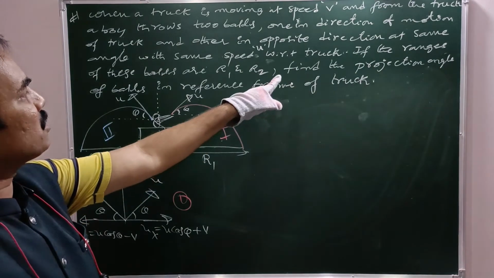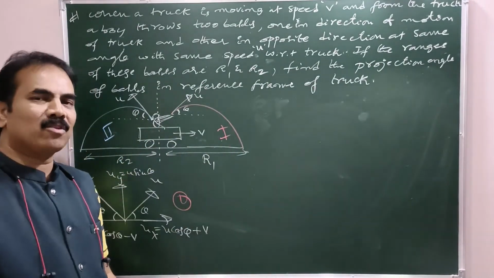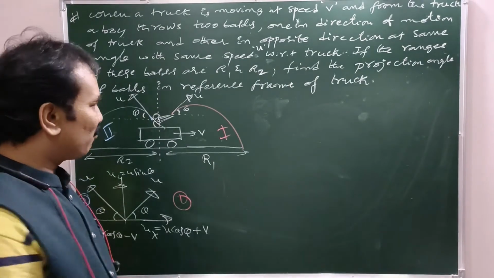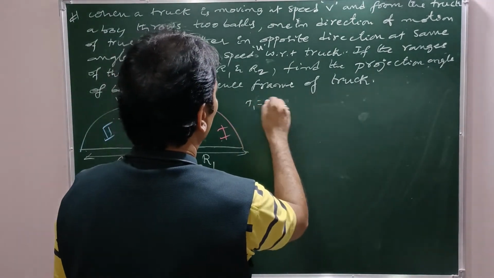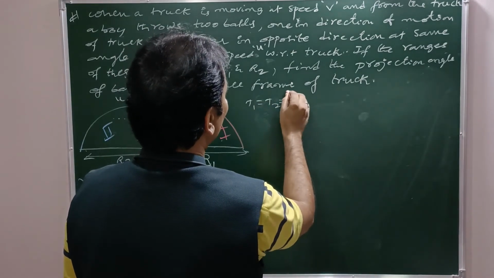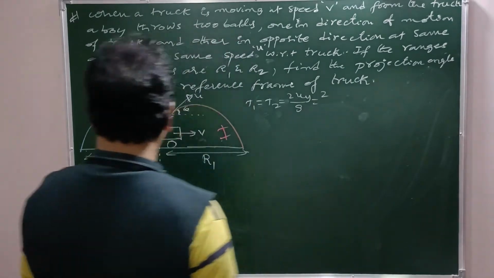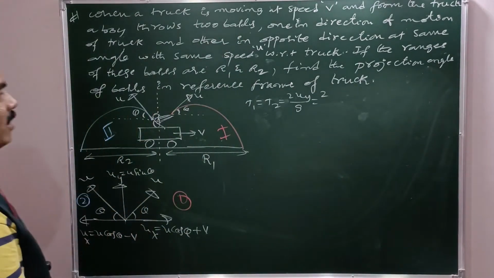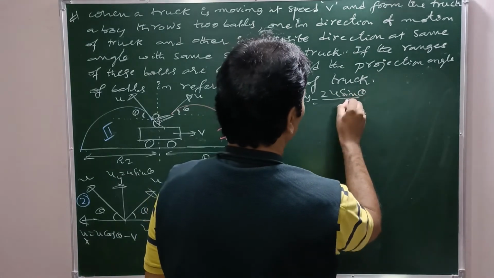What is the question here? To find the angle of projection for both balls. In both cases, what is the time of flight? T1 equals T2 equals, what is the expression? 2uy by g. uy is u sin theta for both. That is 2u sin theta by g.